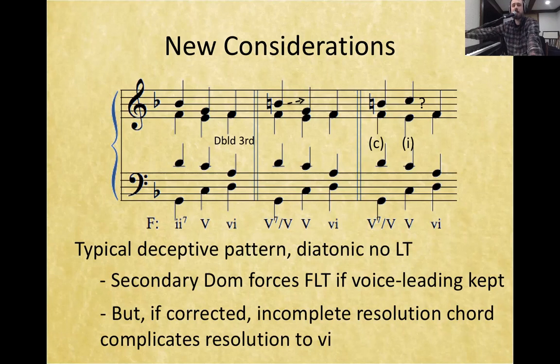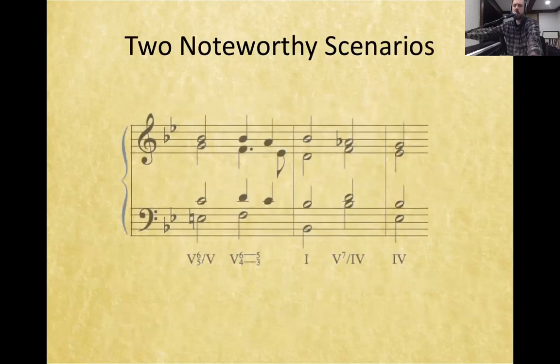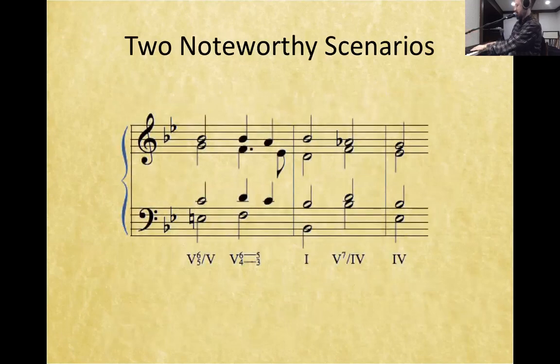Okay, last thing I want to point out here is just 2 noteworthy scenarios. We've talked about both of these, but I really want to point them out, that we've got some extra stuff we have to consider with these secondary dominants in the voice leading. So we're going to be in B flat for these examples. And the first is motion with the cadential 6/4.